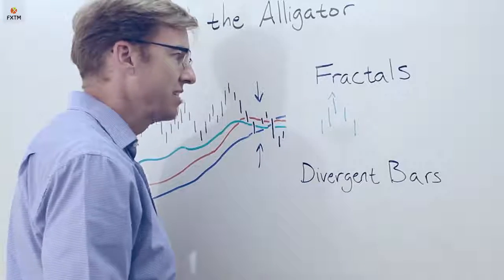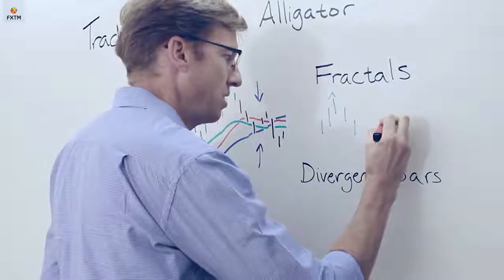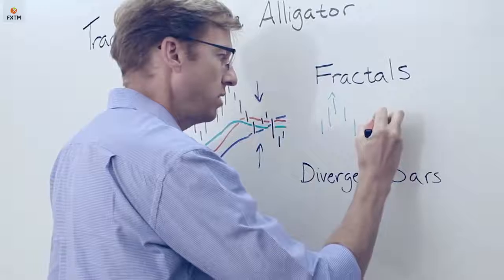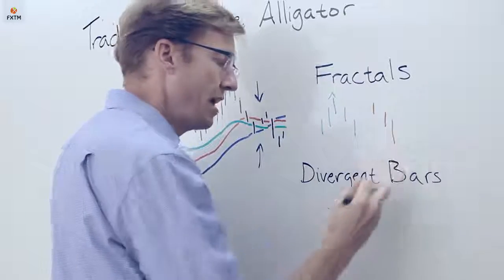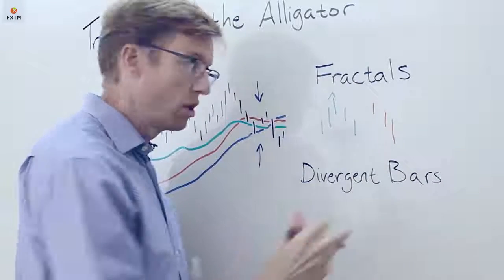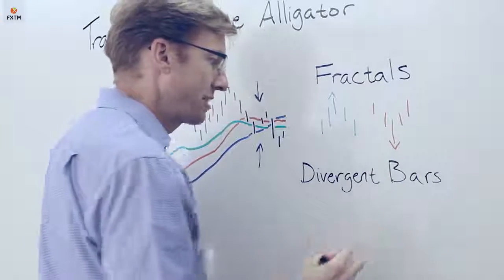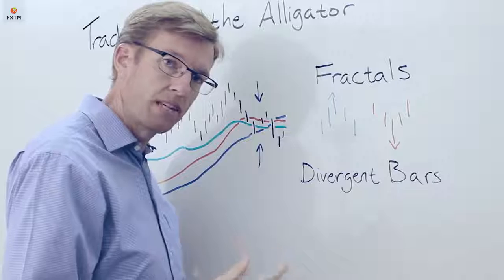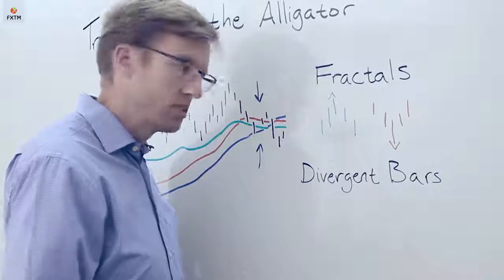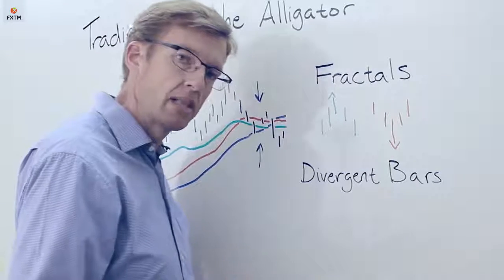Our down fractal is just the reverse, where it has a low that is lower than the two lows that came before it, and also lower than the two lows that come after it. So that is our down fractal, and we're going to be using fractals to identify trading triggers and signals and so forth, as well as trailing stops.